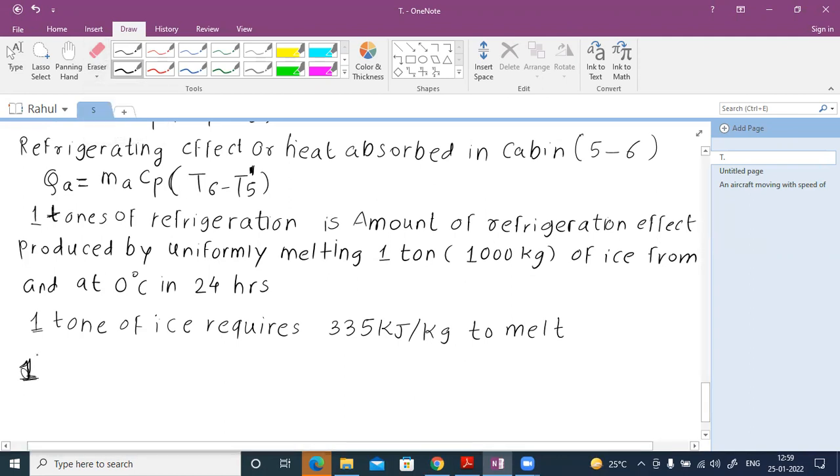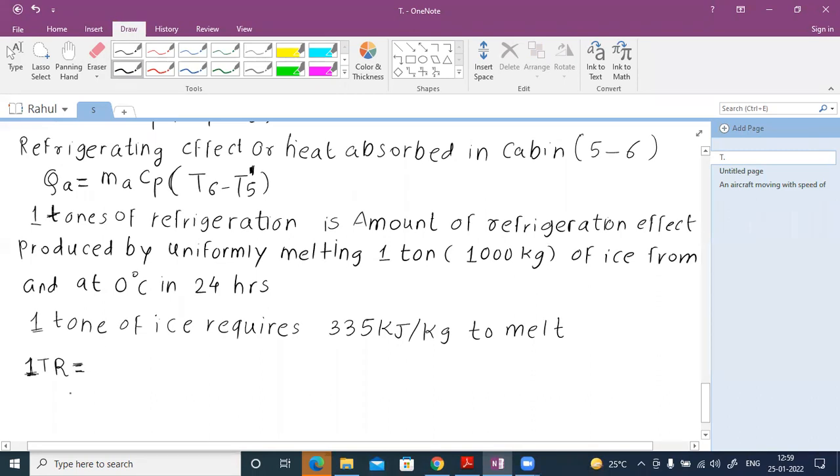TR, not TOR. It is TR. See, TR is nothing but ton only. 1 ton is nothing but 1 TR. Okay, same I'm writing now.